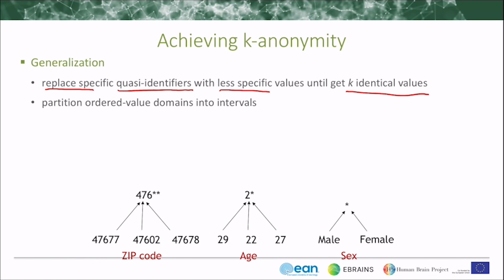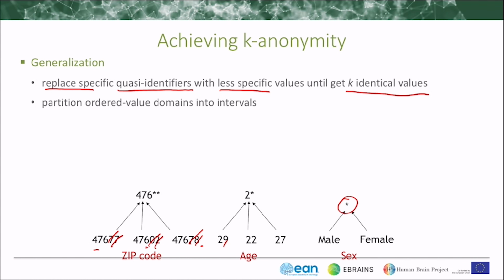These are examples of generalization. In the case of the zip code, as you can see, in order to generalize these 3 zip codes, I need to omit 2 digits. Again, in the age, I need to omit 1 digit, or in the sex, I simply omit all the information.